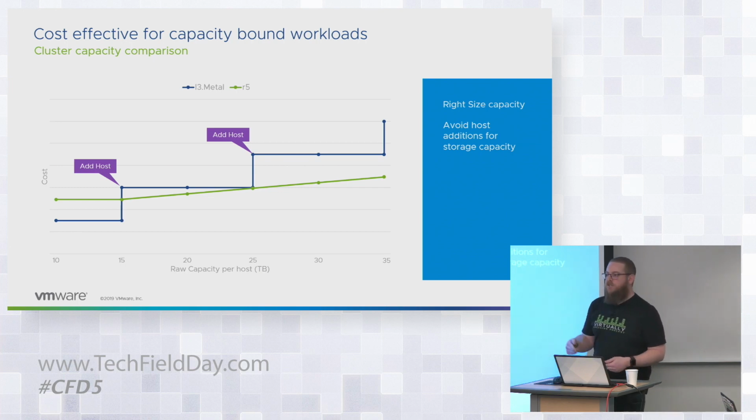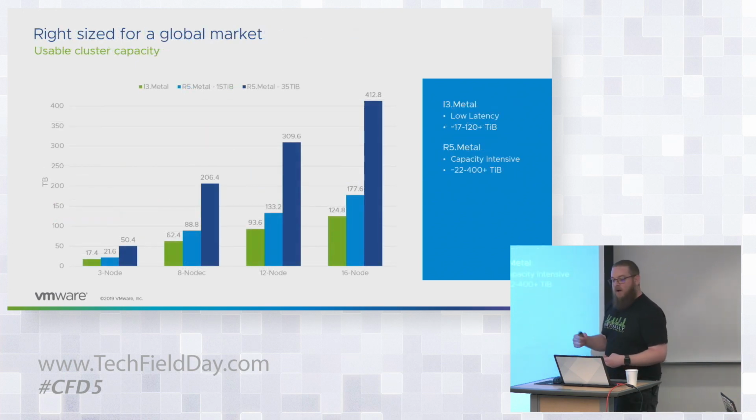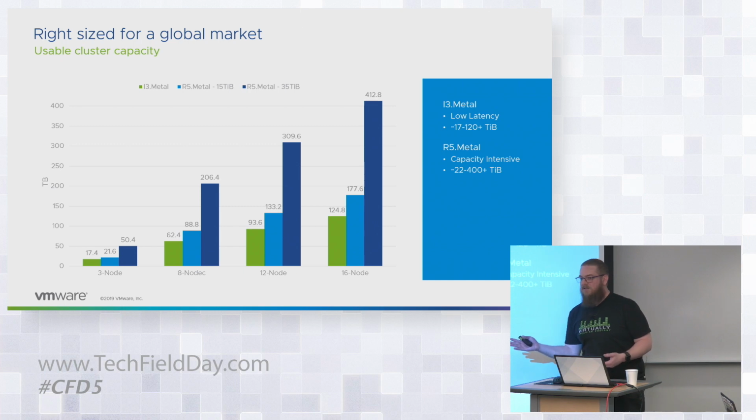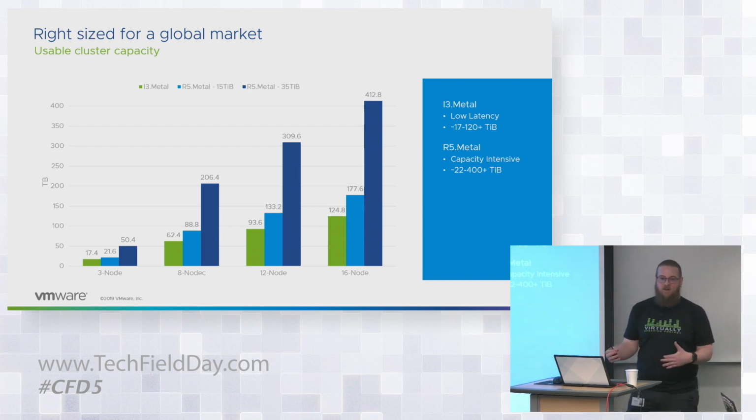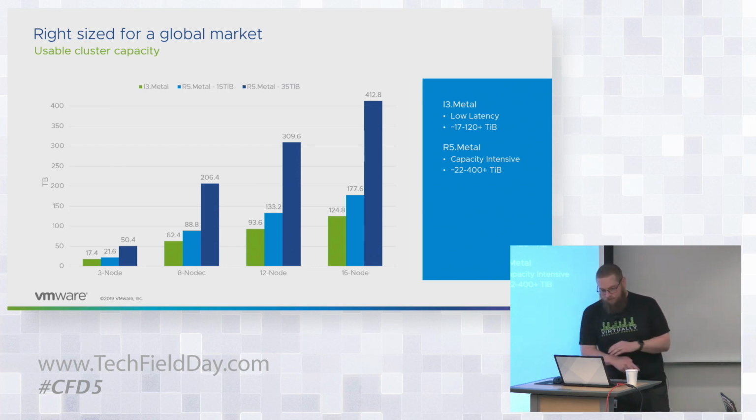So it is in those storage-dense use cases where we need more capacity than we do compute and memory resources that we'll see workloads slide into that R5 metal use case. Now, together, this really opens up the entire world when it comes to the kinds of workloads customers have and the kinds of problems they're trying to solve inside VMware Cloud. When we combine these two, our i3 metal host gives us that low latency HCI scalability, right? 17 all the way up to 120 terabytes of storage capacity. And then that R5 metal host is coming in to backfill those storage heavy use cases for us.